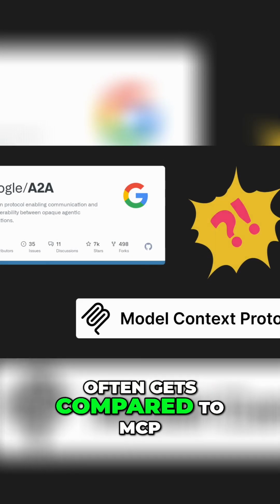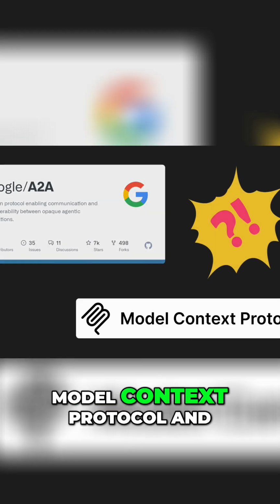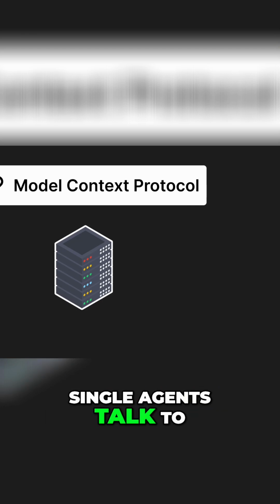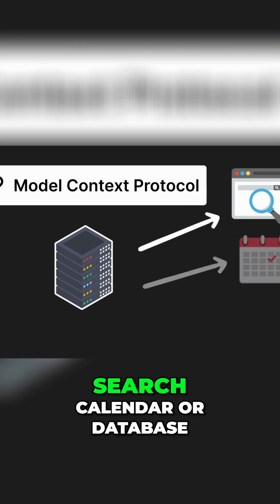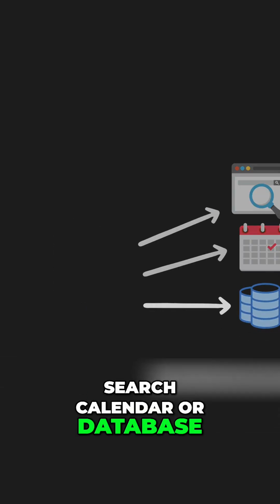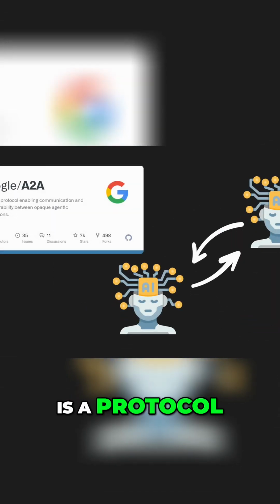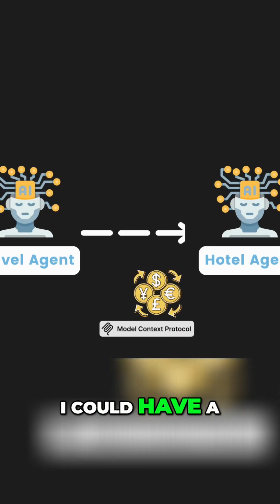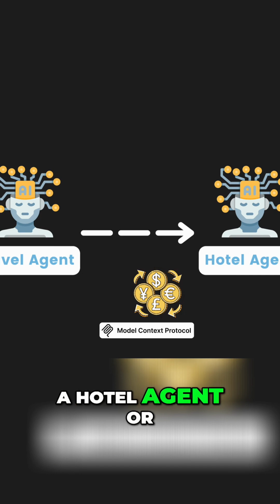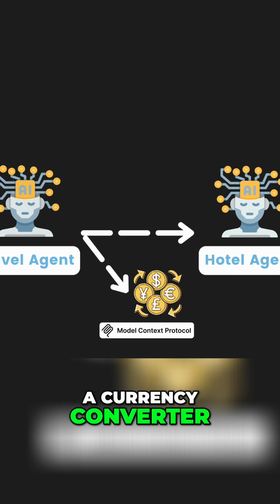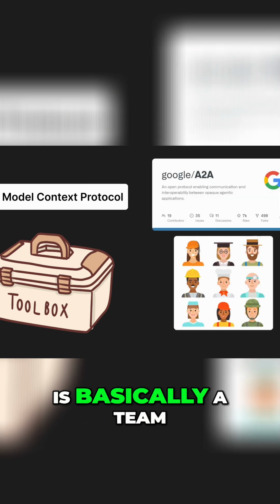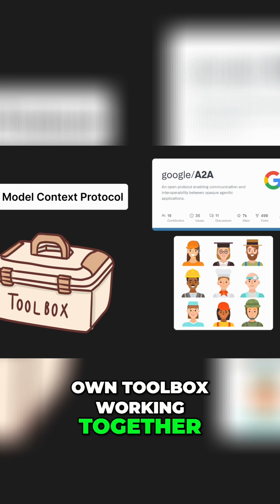Now, A2A often gets compared to MCP, Model Context Protocol. And here's the difference. MCP is basically how a single agent talks to its internal tools like search, calendar, or database. A2A, on the other hand, is a protocol which is basically how agents talk to other agents. For example, I could have a travel agent talk to a hotel agent, or a currency converter. And the metaphor is this. MCP is basically your toolbox, and A2A is basically a team of specialists, and each has their own toolbox working together on a big job.